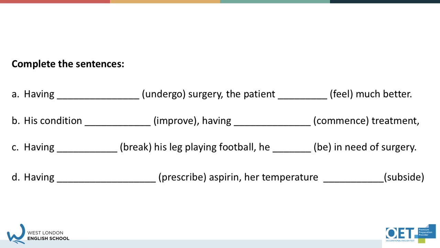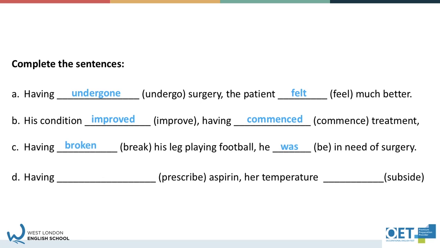Okay, so let's have a look at the answers. The first sentence: having undergone surgery, the patient felt much better. In the second sentence, we move the two clauses about. His condition improved, having commenced treatment. Having broken his leg playing football, he was in need of surgery.